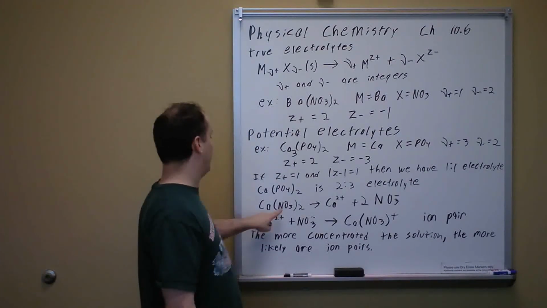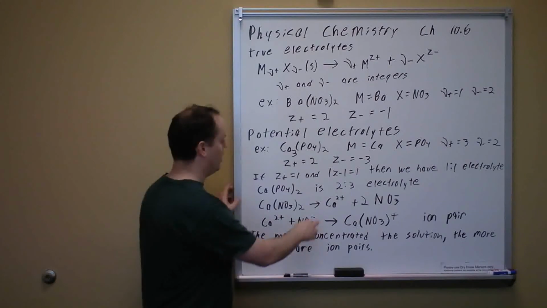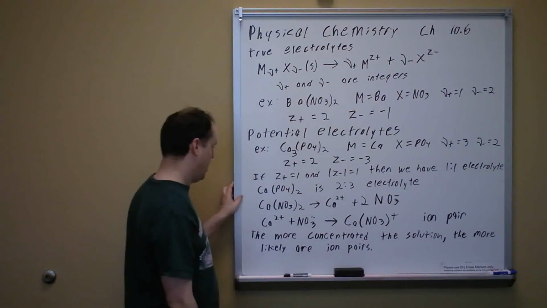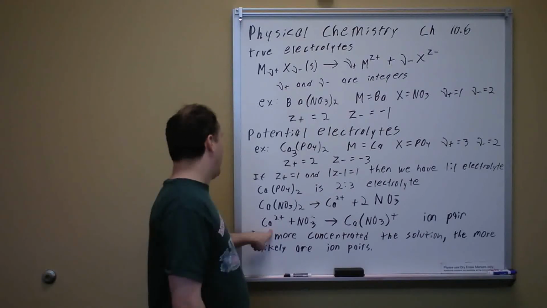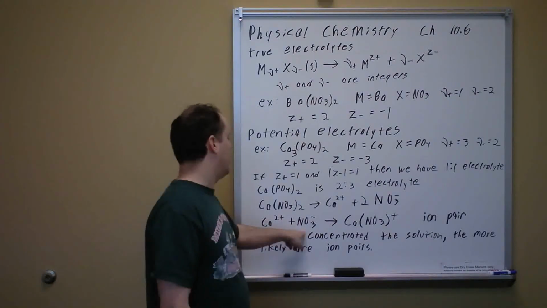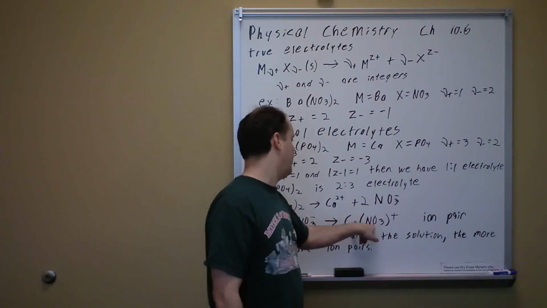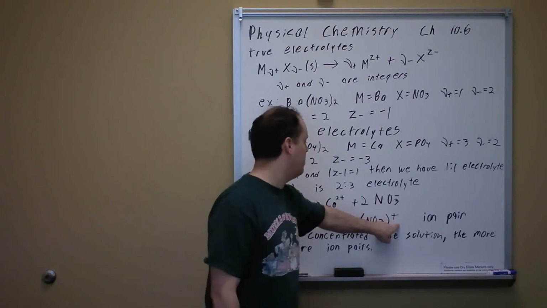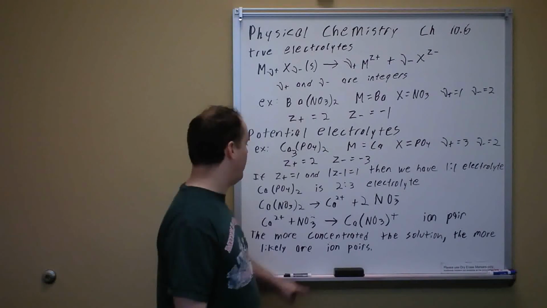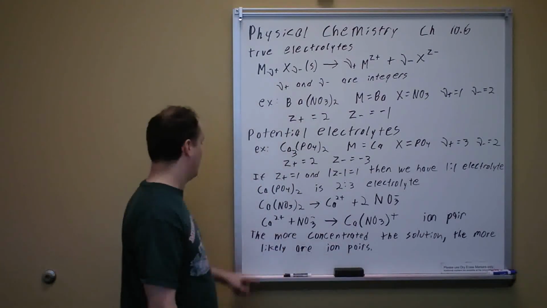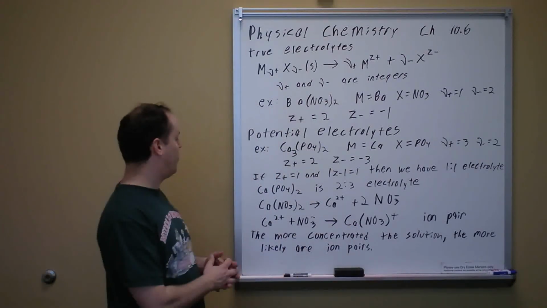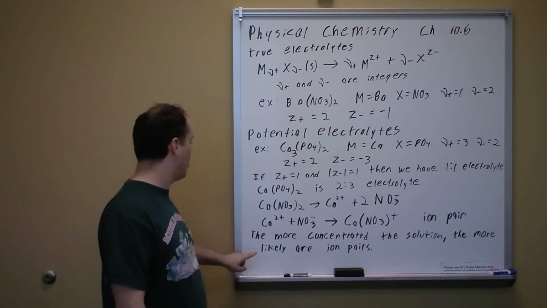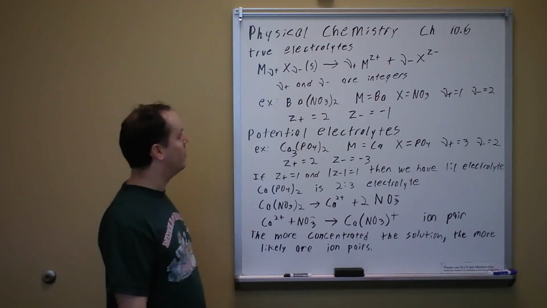Now for comparison, let's say we have calcium nitrate, which is similar. We're going to get calcium 2 plus ions and then 2 nitrate ions. But you notice a calcium ion and a nitrate ion can recombine, making this more complex ion here. Still got a +1. So this is what we call an ion pair. And ion pairs form in a more and more concentrated solution. The more concentrated the solution, the more likely that ion pairs are going to form.